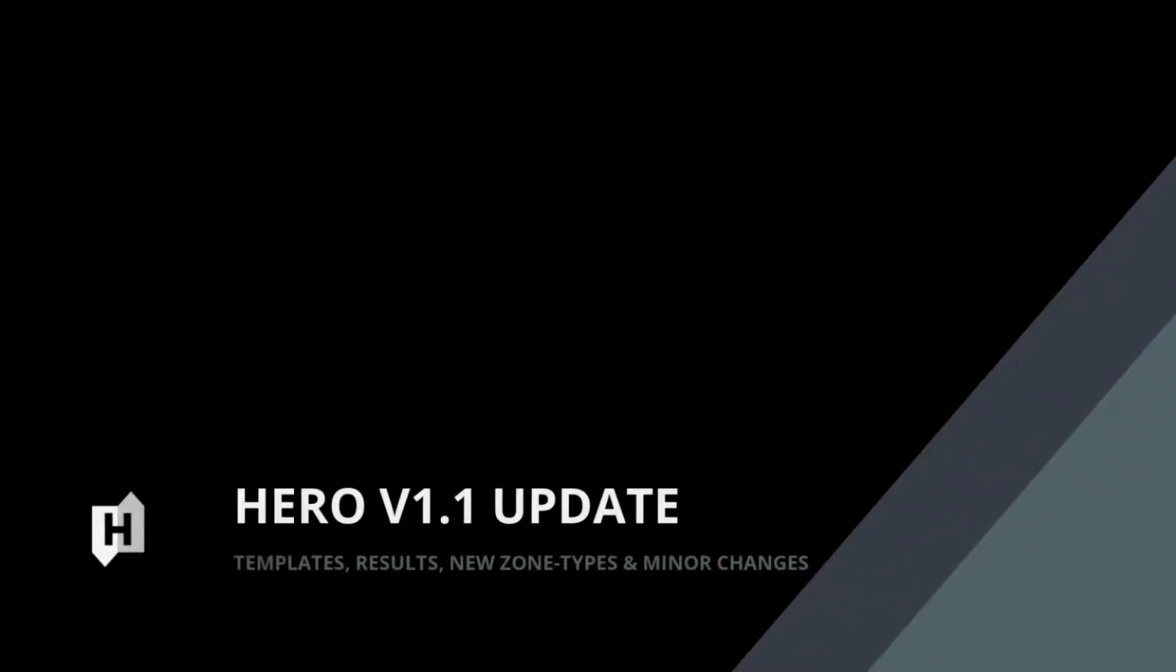Hi folks, this video is to introduce and discuss the version 1.1 update to Hero. We'll be covering the new template view feature, the changes to the results including the new regulatory compliance suggestions, heating, cooling load limits, area summaries and export facilities, and some of the new zone types that have been added. We'll then also cover some of the minor changes from version 1 to version 1.1.